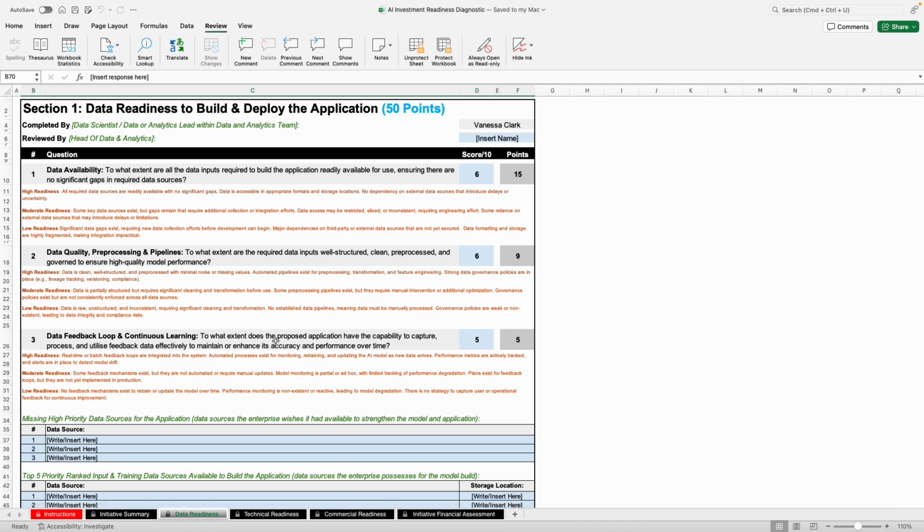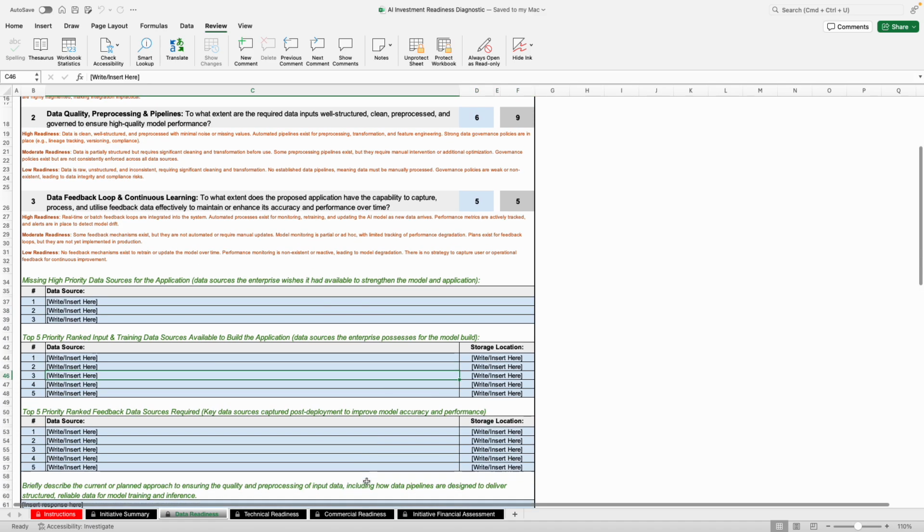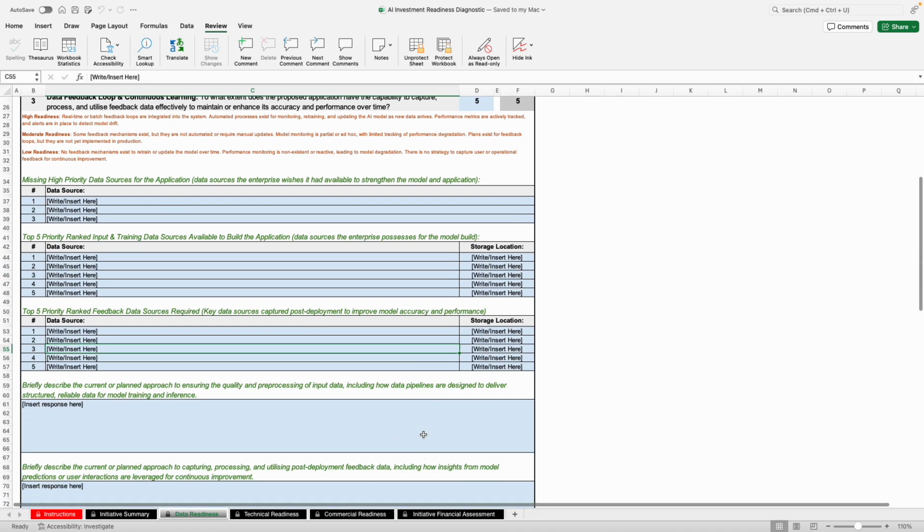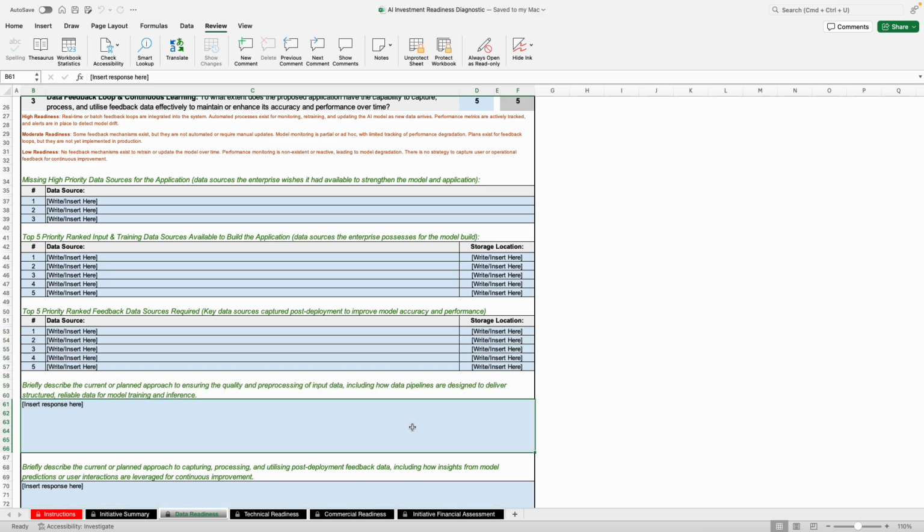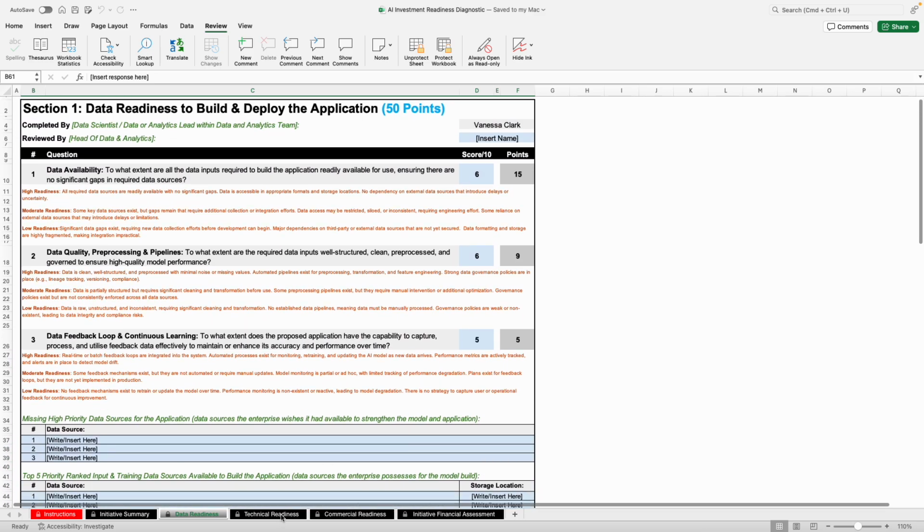The data readiness assessment is completed by the data and analytics lead and reviewed by the head of data and analytics. The section assesses whether the organisation has access to the right data, whether that data is of high quality, and whether there are mechanisms in place to improve model performance over time. Again, to reiterate, we're only inputting data in the pale blue cells. With these inputs complete, we can then move to the technical readiness section.